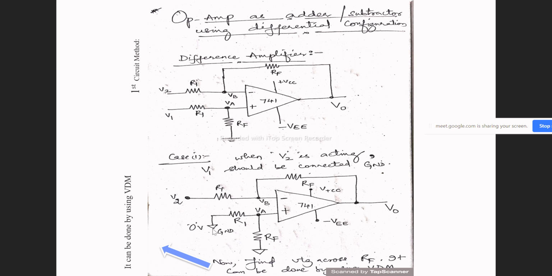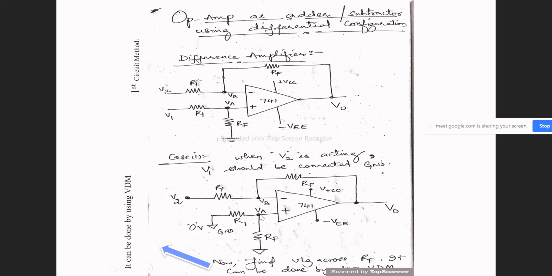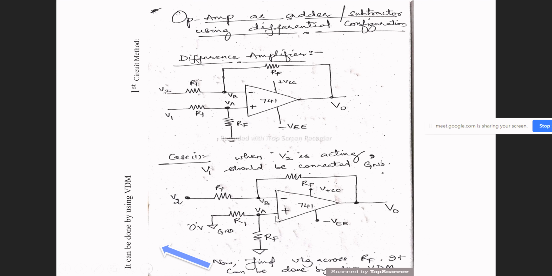See now, when we apply the voltage division method, the voltage at VA is equal to RF upon the sum of these resistances into the voltage source. So this becomes my equation: VA equals RF upon R1 plus RF into 0 volts. When I apply 0 volts into this fractional term, I'll get VA equal to 0. If VA equals 0, and I substitute that over here, my circuit looks like this. I'll be having only V2.